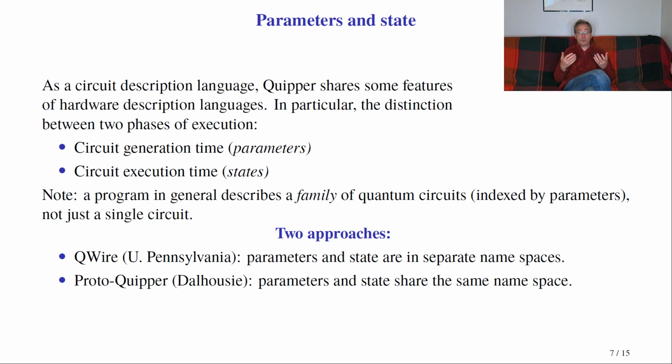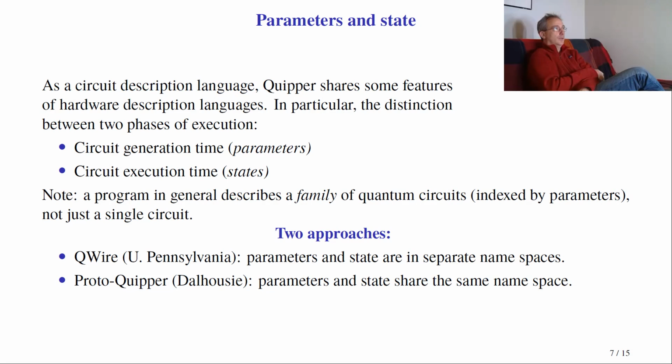Because Quipper is a circuit description language, it shares this feature that can also be found in hardware description languages, where there are basically two runtimes. When you first run the program, it's going to generate a circuit. And later, you're going to give this circuit to the quantum computer, and then the circuit would be running on the quantum computer. So the first runtime is circuit generation time, and then the second runtime is circuit execution time. And any kind of data that is known at circuit generation time is called a parameter. And any kind of data that is only known at circuit execution time is called state, okay?